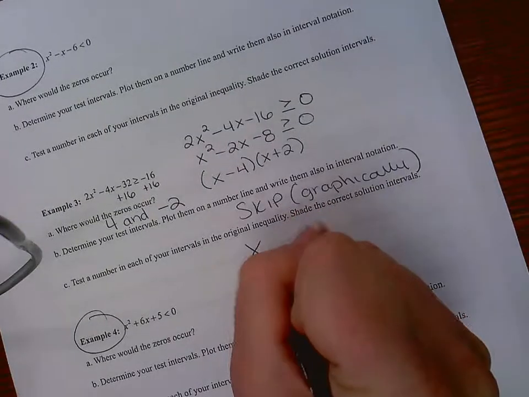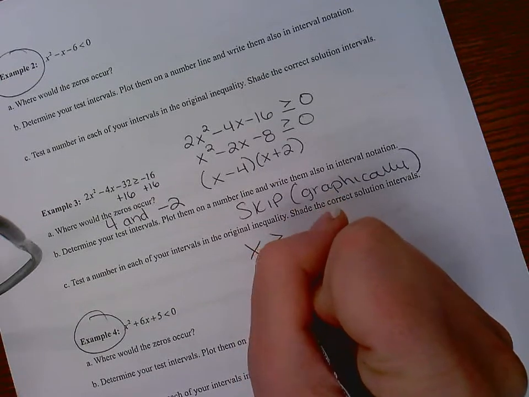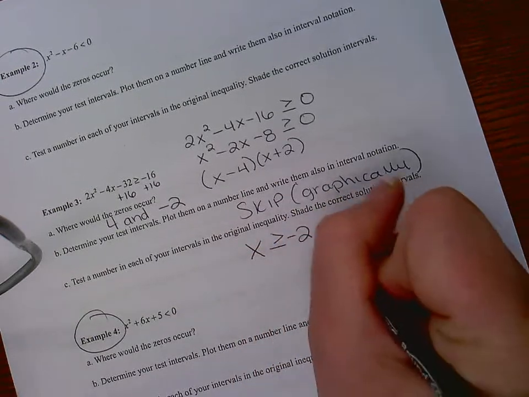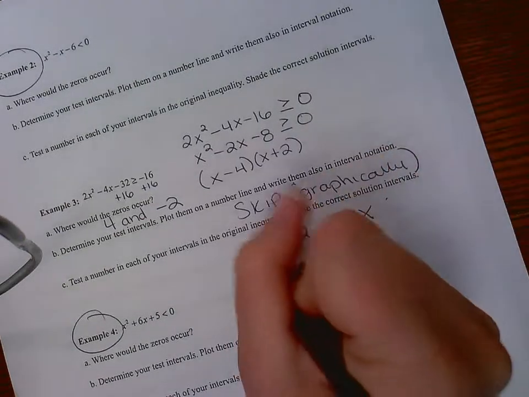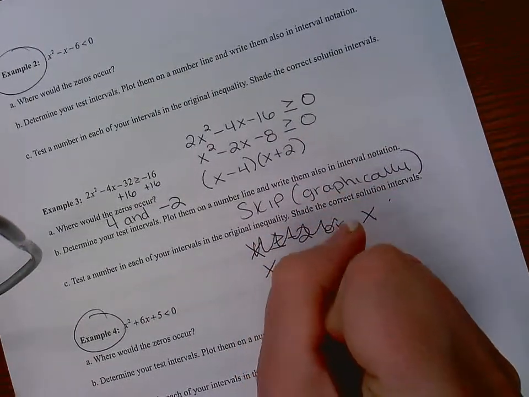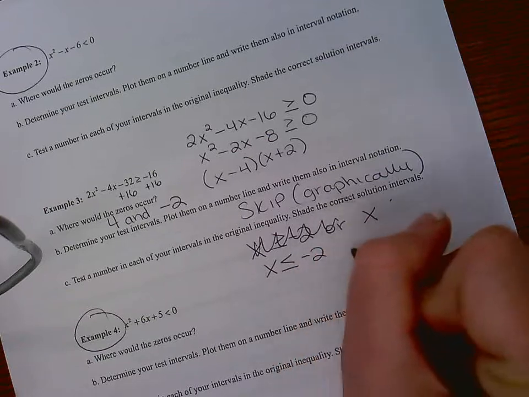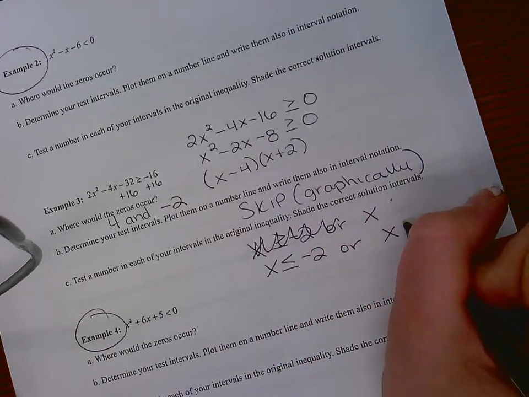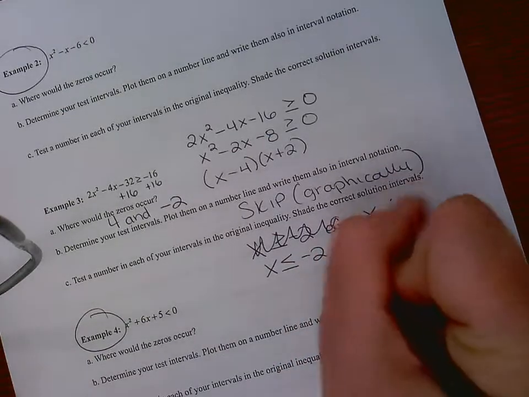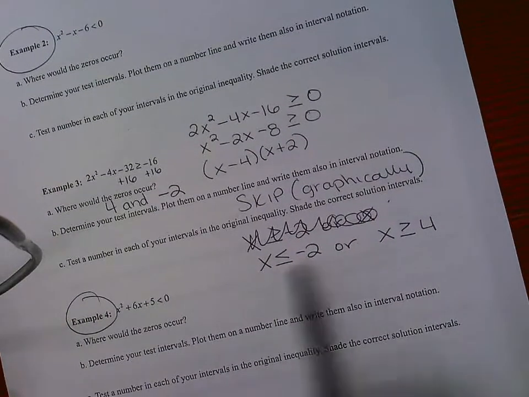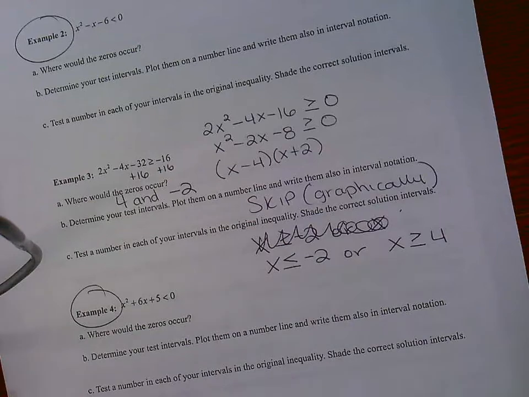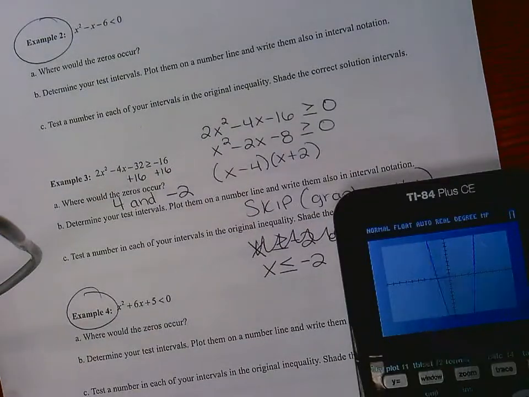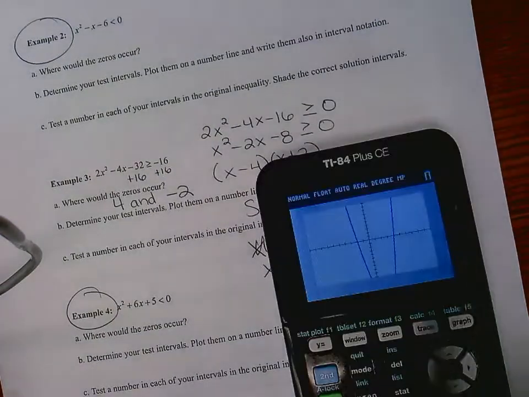So x has to be greater than or equal to -2, or x has to be, nope, that's wrong. x has to be less than or equal to -2, or x has to be greater than or equal to +4. And these have to be written as two separate inequalities. This is one region of the graph over here. This is a separate region of the graph over here.